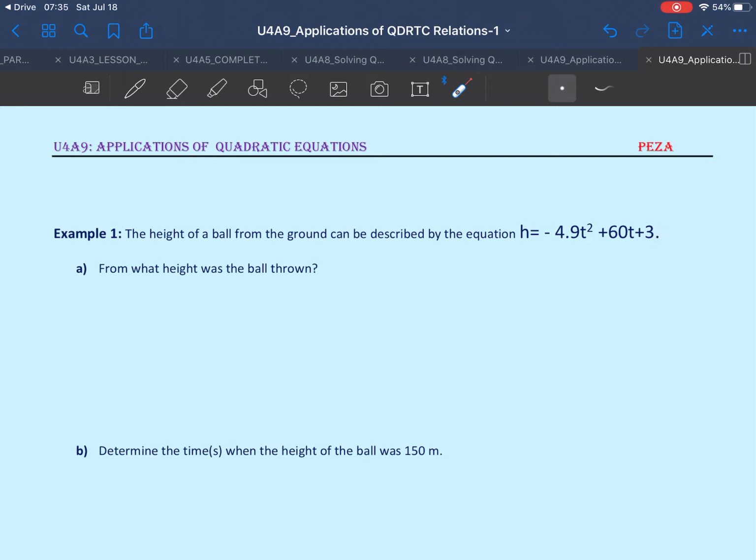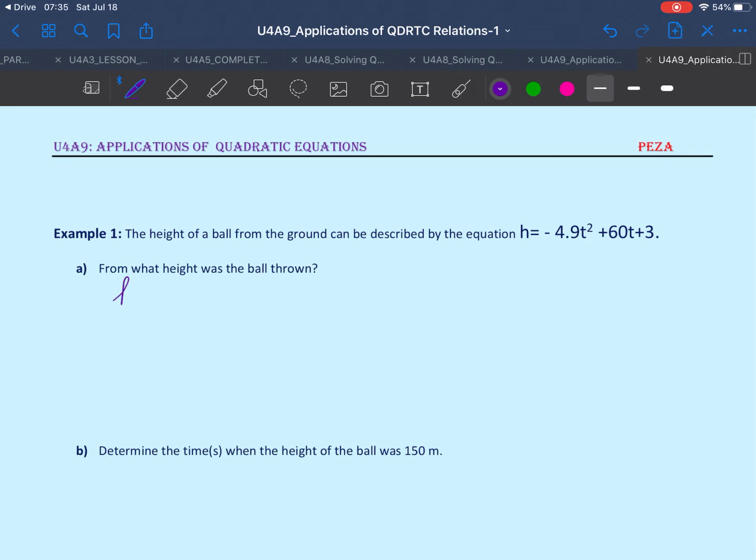The height of a ball from the ground can be described by the equation h equals negative 4.9t squared plus 60t plus 3. By reading the equation, I understand that I have a relationship between the time and the height, where time is the independent variable and height is a dependent variable. So the first question is asking from what height was the ball thrown.